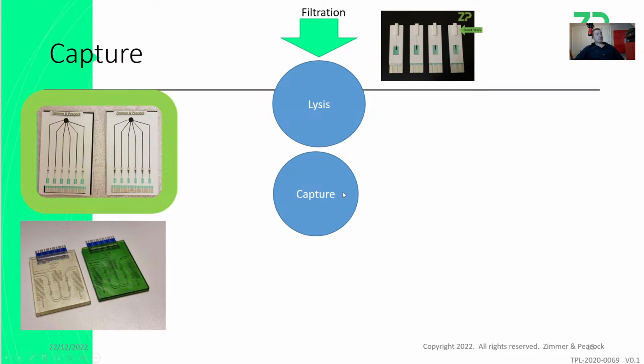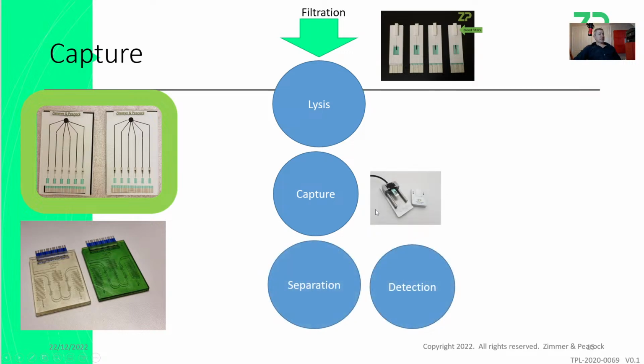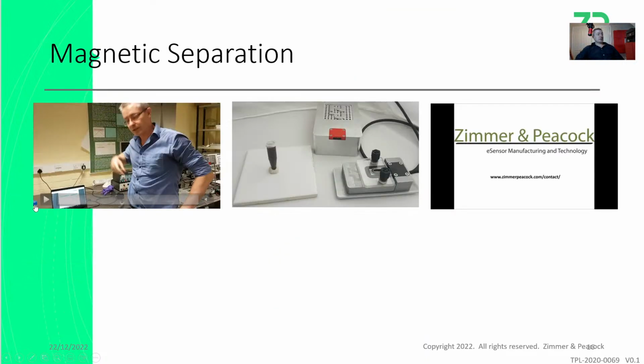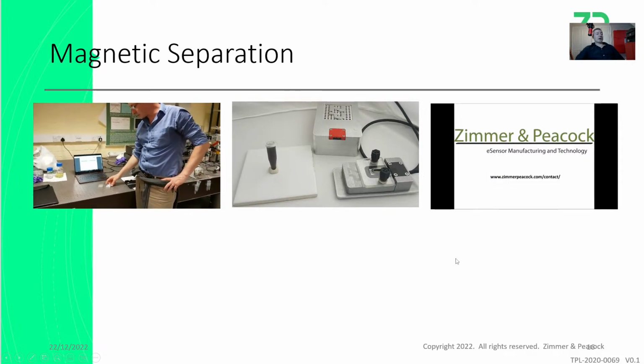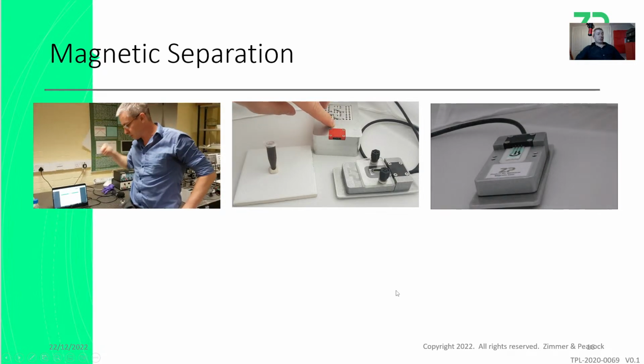So sometimes the processes are a bit more complicated, with lysis, then capture, and then separation. And I quite like the idea of magnetic, well, not the idea, this is something we've done, magnetic beads for separation. Separation can be done in a couple of ways. It can be done by magnetic beads. Filtration is also a separation technique. So at ZP, it's not something I've talked about, at least for a couple of years, in these weekly webinars.